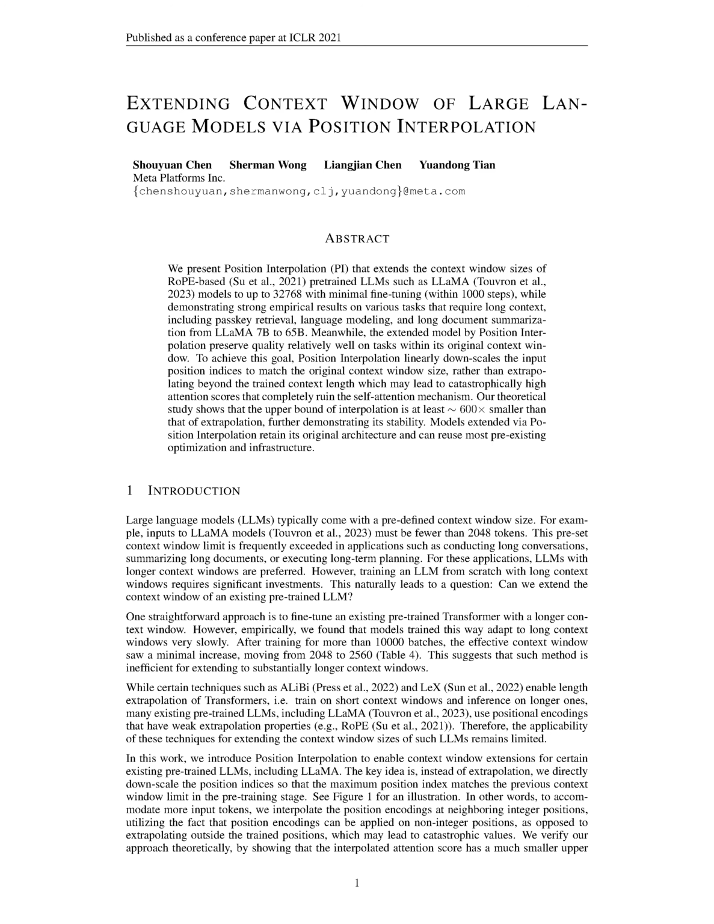To overcome these limitations, we propose a method called position interpolation for extending the context window of existing pre-trained LLMs, including Llama. The fundamental concept is to downscale the positional indices to ensure the maximum position index aligns with the previous context window limit during the pre-training phase. In simpler terms, we modify the positional encodings at nearby integer positions to allow for more input tokens, unlike the previous method which could lead to extreme and unpredictable values.